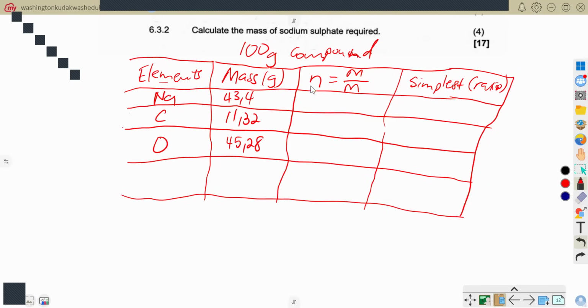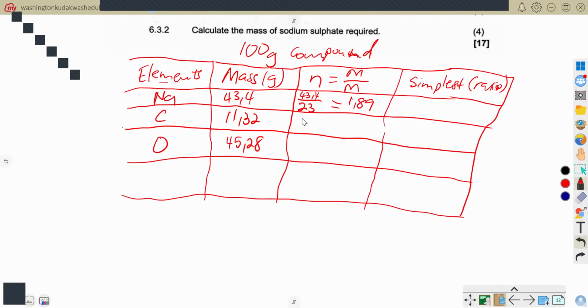And then for oxygen, it would be 45.28. And then the number of moles, if I divide this mass by the molar mass of sodium, that would be equal to what? 43.4, I divide by the molar mass of sodium. Molar mass of sodium is 23 from our periodic table. If I divide there, I was going to get what? 43.4 divided by 23, I was going to get 1.89. So you would get 1.886 as you go, but you just get to round off.